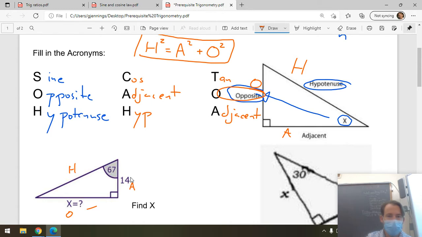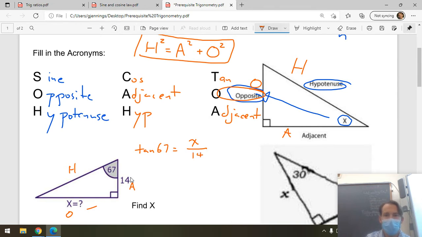So there, what I would do is I set up the equation. Tan of 67 is equal to the opposite over the adjacent. For the opposite, I have x. So there's my unknown in the numerator. And then I have a known denominator, 14.